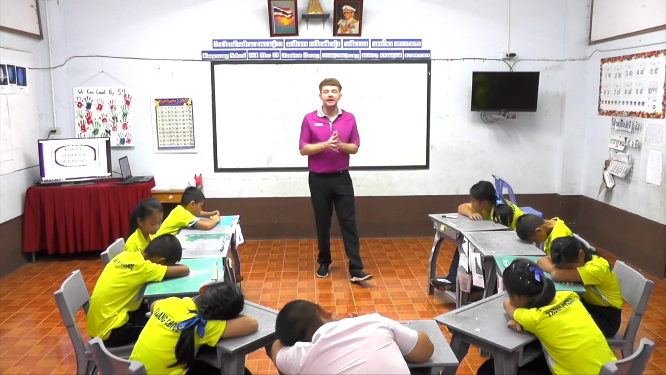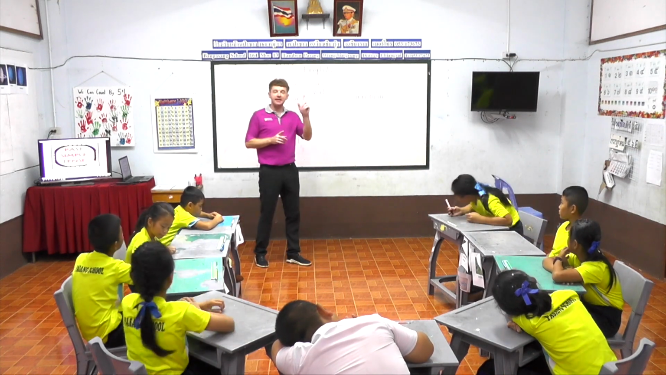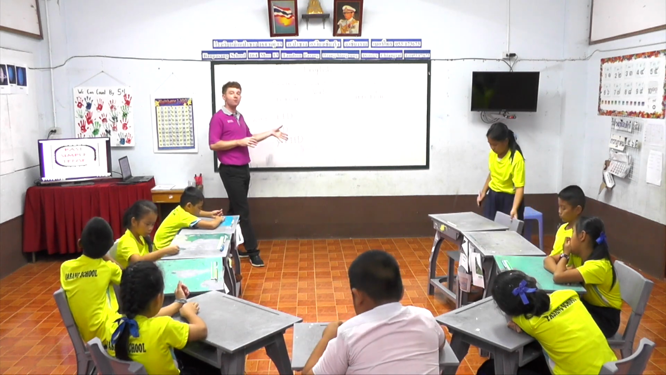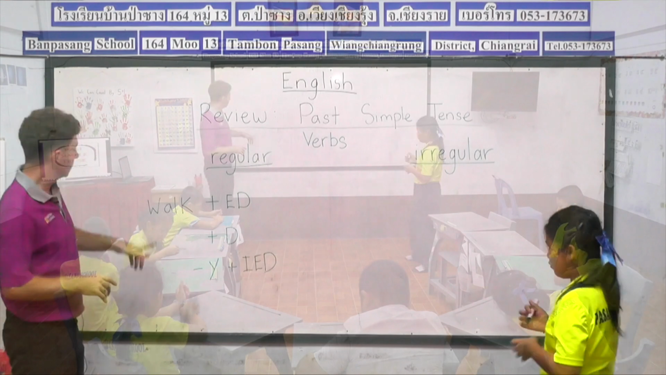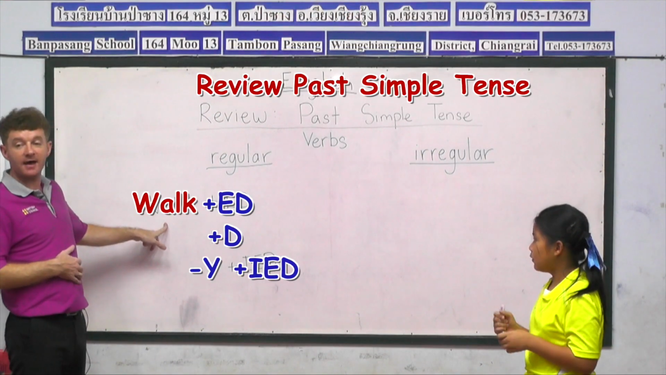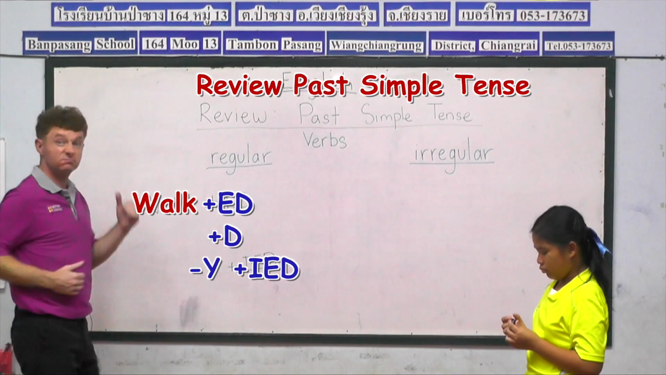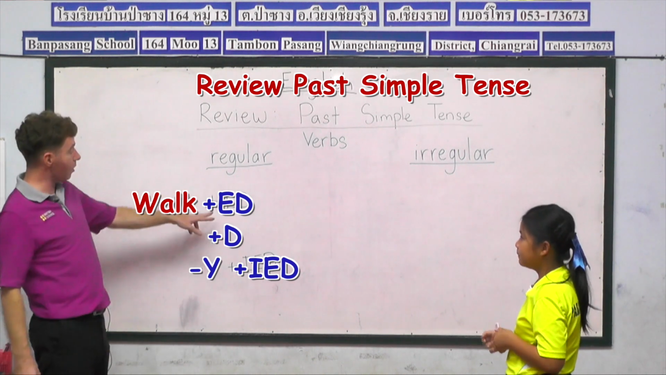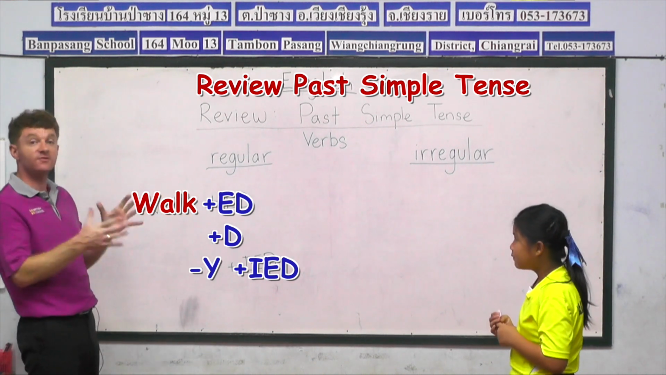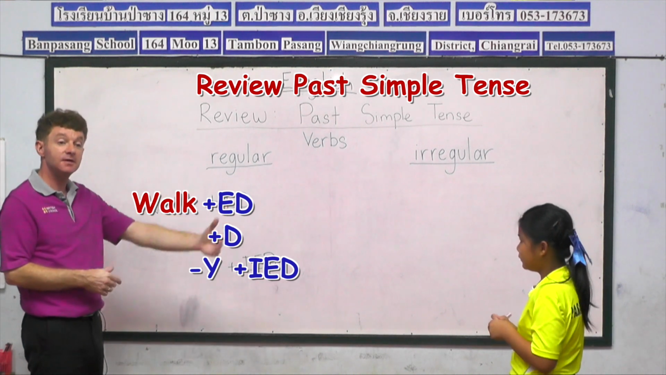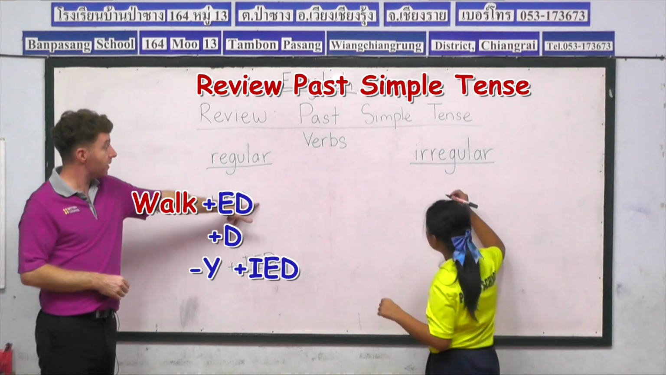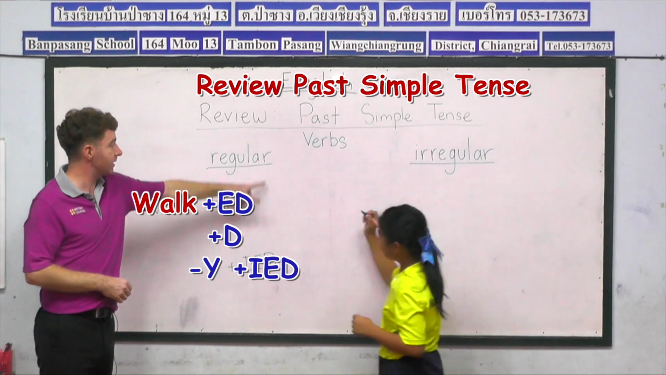So now Lakgao has the pen. And Lakgao is going to demonstrate how to change the verb form into the past tense. So what verb word do we have, guys? Walk. Walk. Yes, it's a regular verb. Because what letters do we add to walk to change it to the past tense? Plus ed. So Lakgao, can you write the past tense form here in the regular verb column?